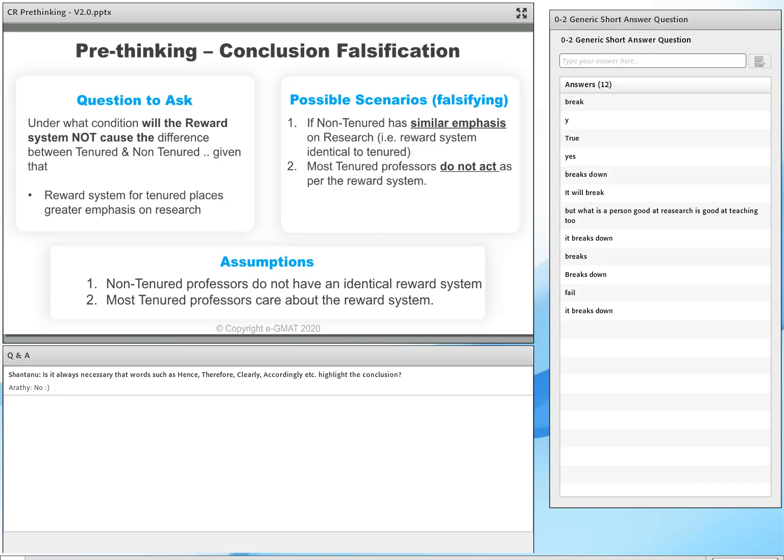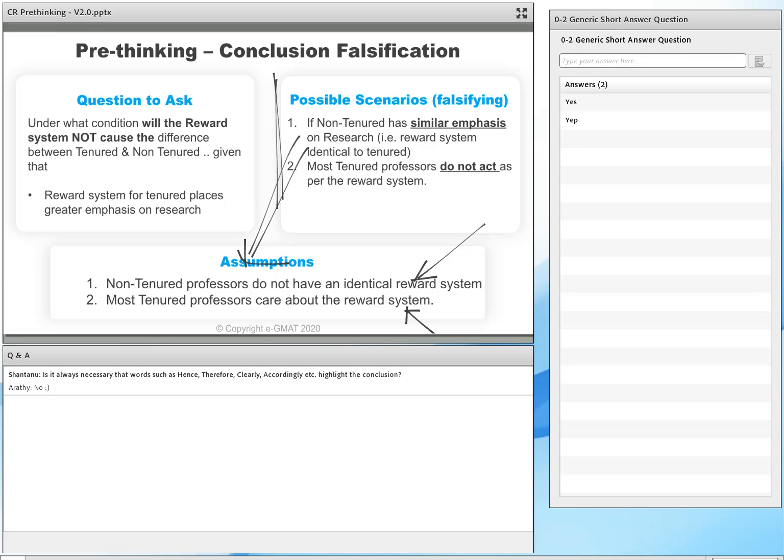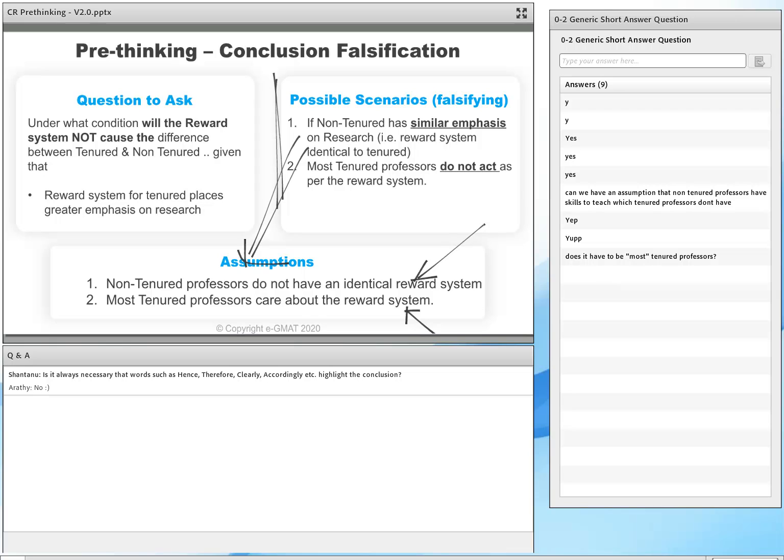Okay. Then what are my assumptions? Non-tenured professors do not have an identical reward system. Most tenured professors care about the reward system. Can you see how we figured out where the conclusion breaks down and how we translated these into these statements over here? Does it have to be most tenured professors? Yes, it has to be most. And again, I'm not going to go into why it has to be most. Go through the negation article, and you will get to know.